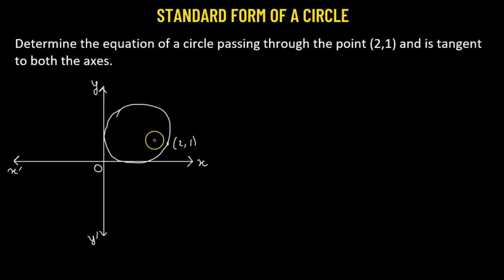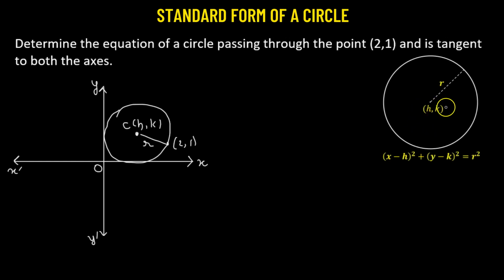We'll consider that this is our circle, passing through the point (2, 1). We need to determine the equation of this particular circle. So let's consider the center to be (h, k), and we'll also need to obtain the radius of the circle. We need these two pieces of information, the coordinate of the center c and the radius r, because that is going to help us obtain the equation of this circle by using the standard form. So let's specify the standard form of a circle. Suppose we have a circle whose center has the coordinate (h, k) and the radius given by r. Then the standard form is (x minus h) whole squared plus (y minus k) whole squared equals r squared.